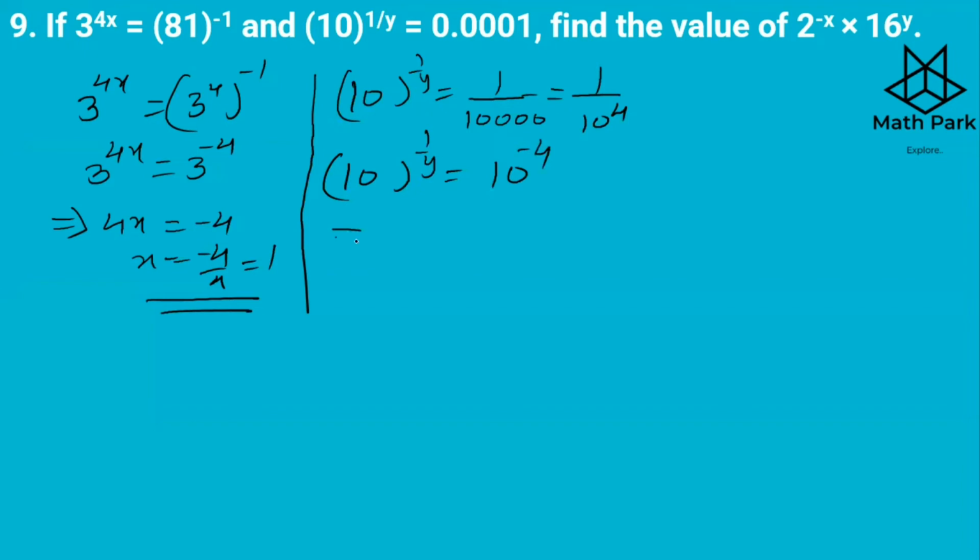So the bases are same, we get the powers equal. 1 upon y is equal to minus 4. So we get y goes here. So y is equal to minus 1 by 4. We got the value of y as minus 1 by 4 now.